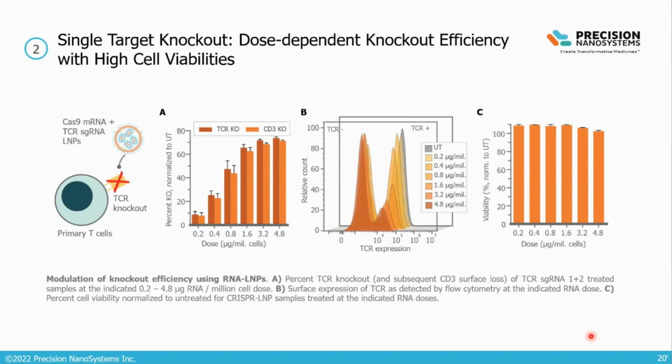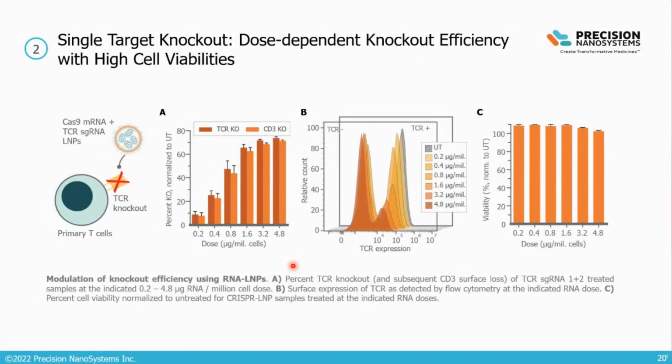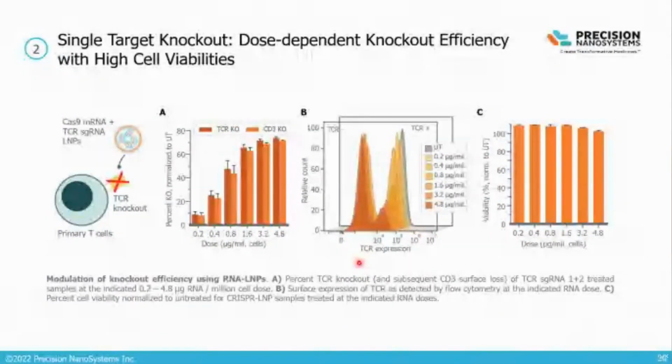And we can see a very strong dose response with the lipid nanoparticles, with our chosen dose being 3.2 microgram RNA per million cells in the subsequent experiments. We achieved about 75–80% single target knockout. And as you can see in the middle graph, we see a distinct emergence of the negative population after lipid nanoparticle treatment. And as before, we maintain very high cell viabilities, matching the untreated population at every single dose.